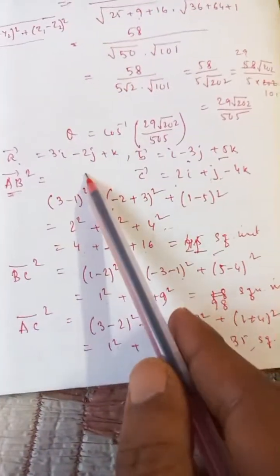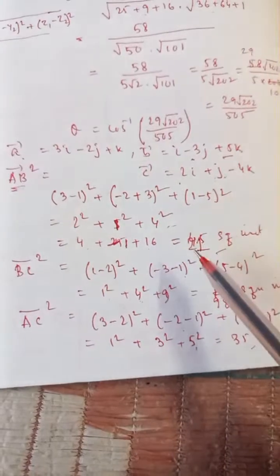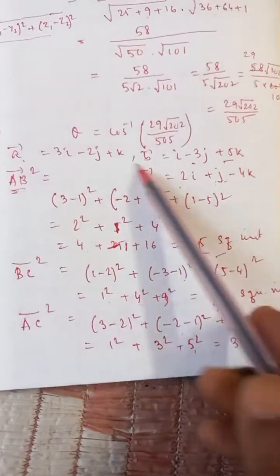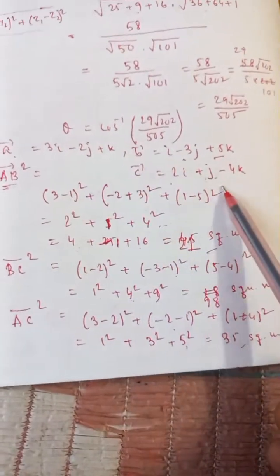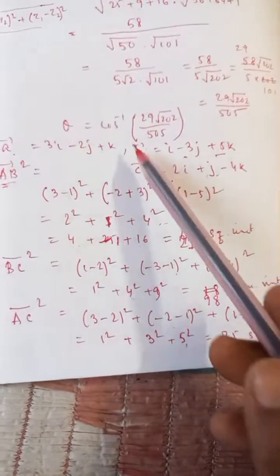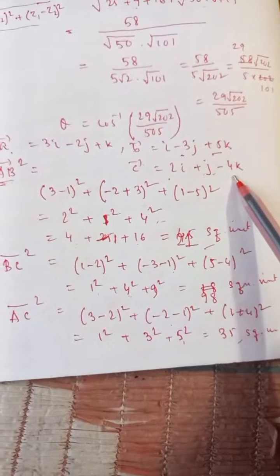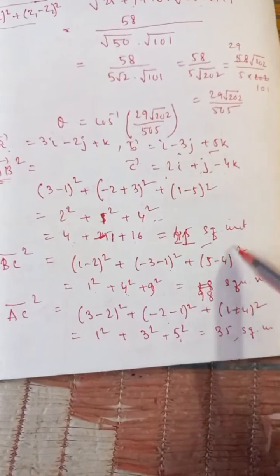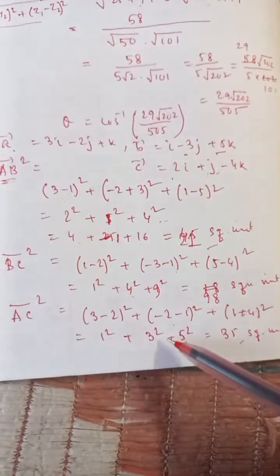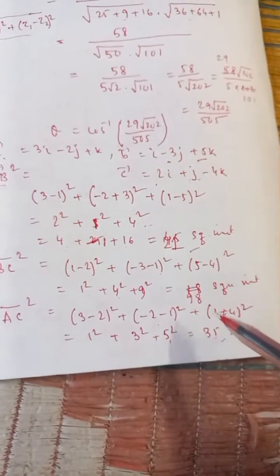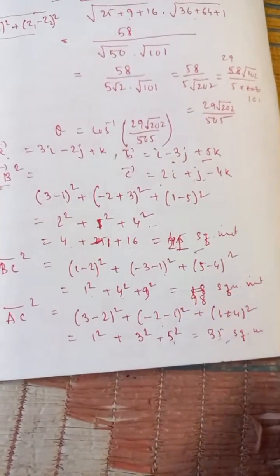The last one, (3 minus 2), 1 whole square, (minus 2 minus 1), 3 whole square, and (1 minus 4) plus 5. So this will be 1 plus 9 plus 25.